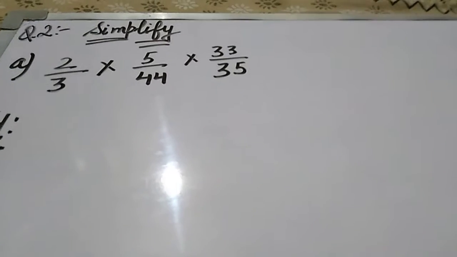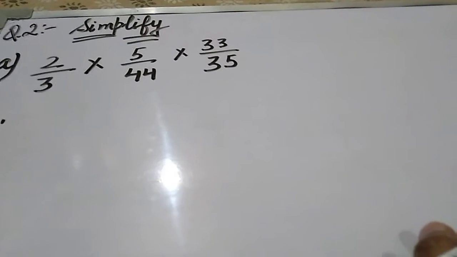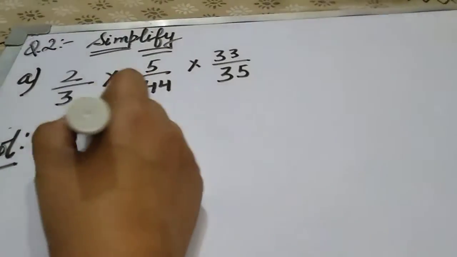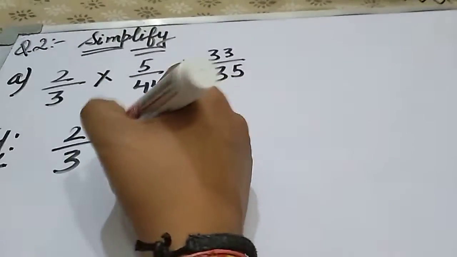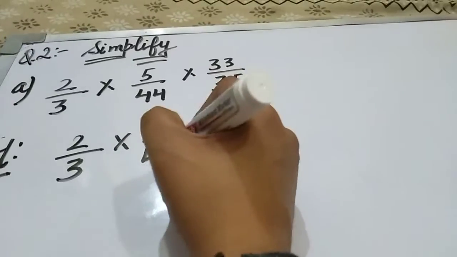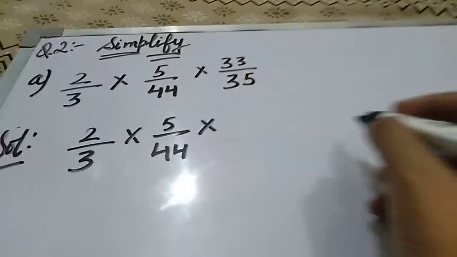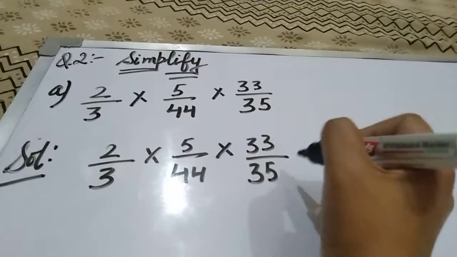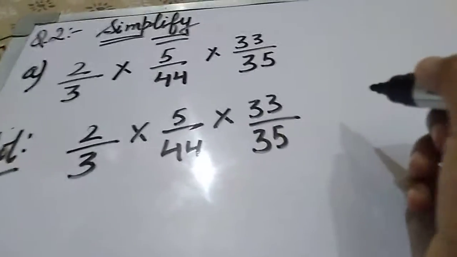Now students, in question number 2 we will do the simplification. How will you simplify the three fractions? Let's see. Here first is 2 by 3 multiplied by 5 by 44 multiplied by 33 by 35. Now you have to check the simplification.